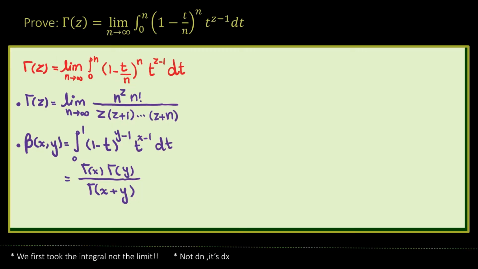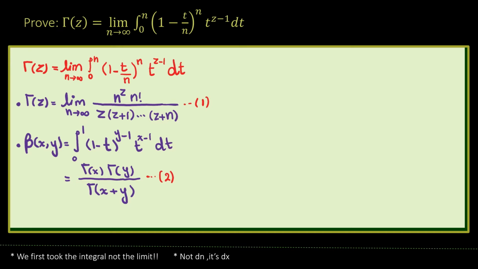Here we need to prove that gamma z is equal to the limit of the integration from 0 to n of 1 minus t over n raised to n, t raised to z minus 1 dt when n approaches infinity. Okay, we need to use this definition of gamma z, which is the limit of this fraction when n approaches infinity, and we need to use also the definition of beta function.